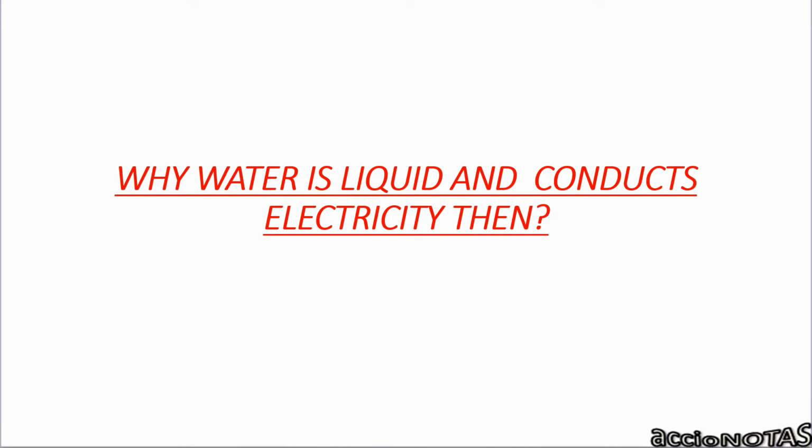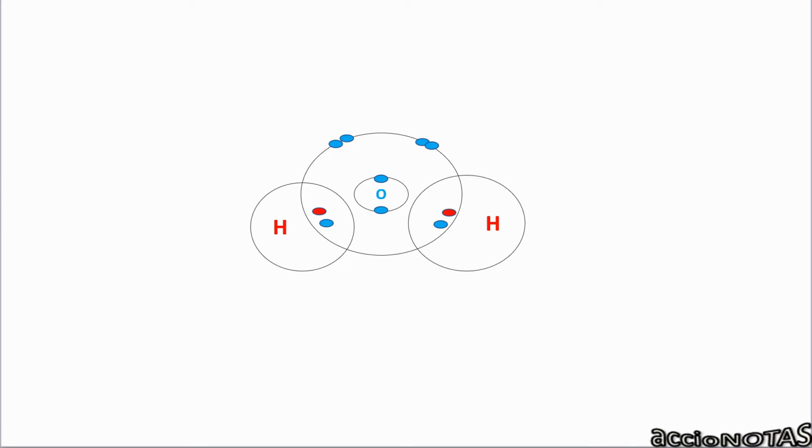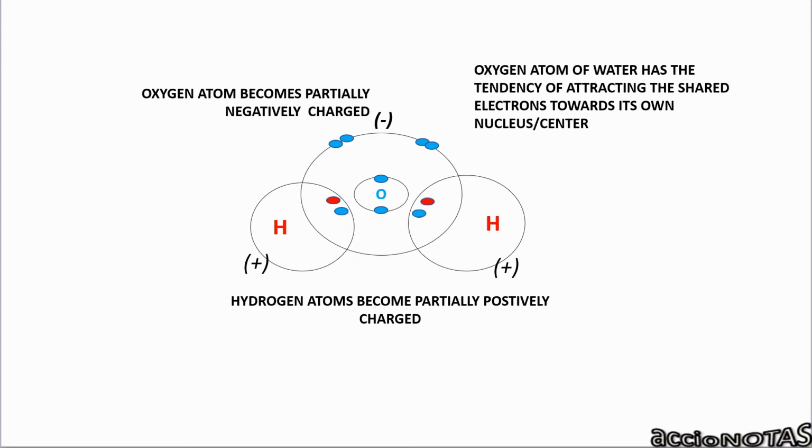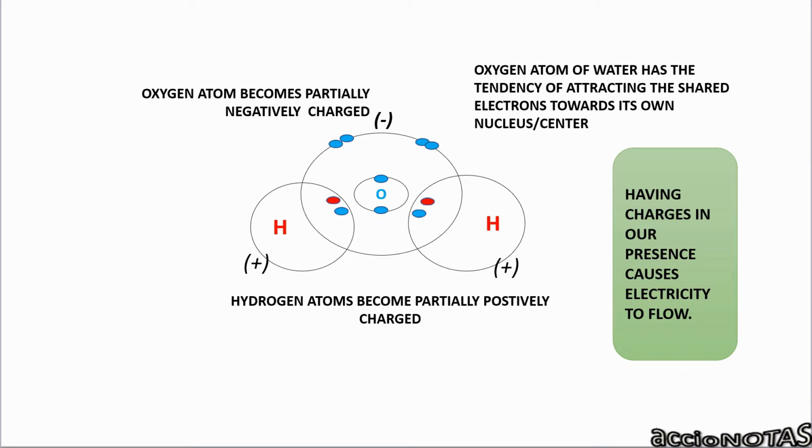Why is water, being a covalent compound, liquid and also conducts electricity? The oxygen atom of water has a tendency of attracting the shared electrons towards its own nucleus. As a result, hydrogen atoms become partially positively charged and the oxygen atom becomes partially negatively charged. Having charges in our presence causes electricity to flow.